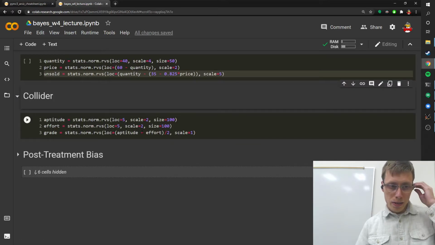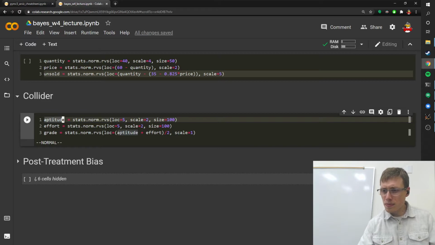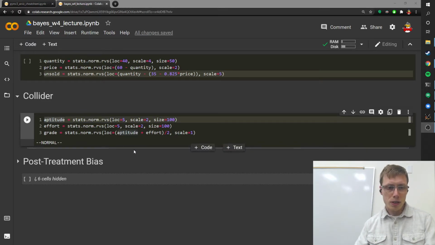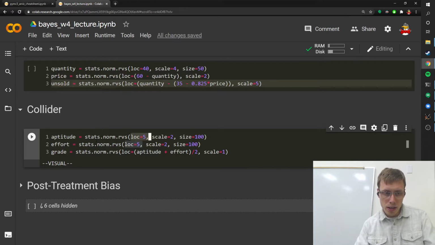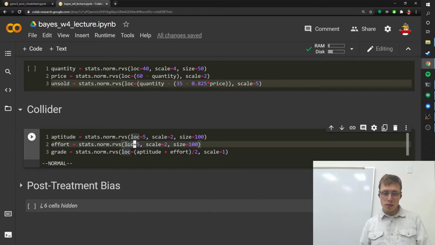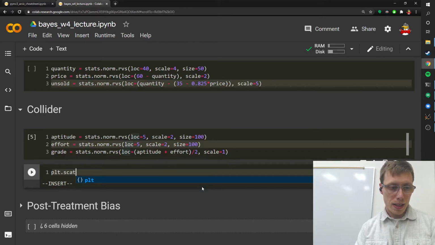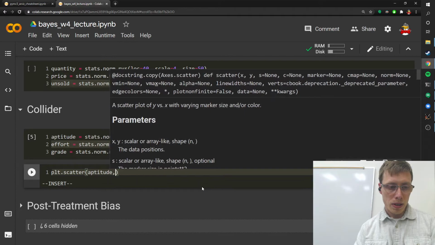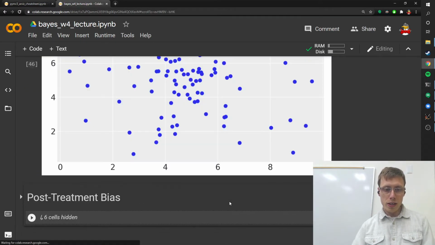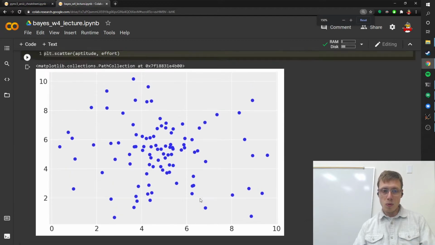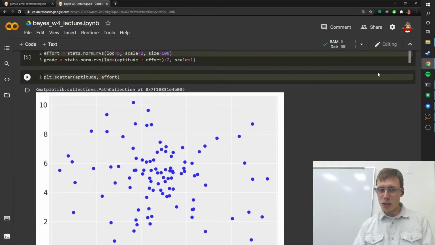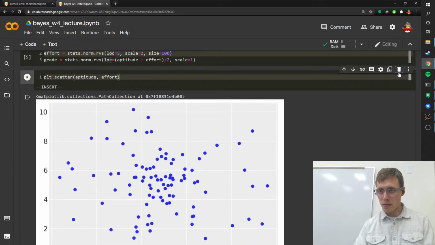So let's see here. Here it is. So I have aptitude right here, which is just a normally distributed value, centered on 5, standard deviation of 2, where I grab 100 of them. Effort is also just a normally distributed value, mean of 5, standard deviation of 2. Let's quickly plot these. Plot.scatter, aptitude, and effort. So if you tried to do it, you would see it is a big wasteland of nothing, right? And sure enough, if you fit this, you're going to find that it is nothing, right?